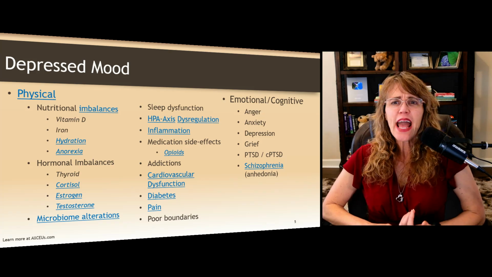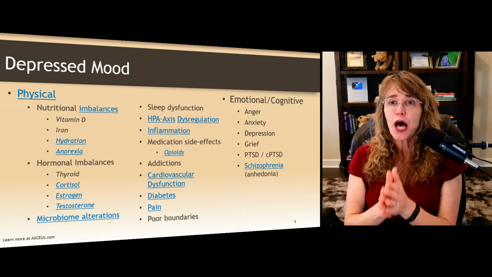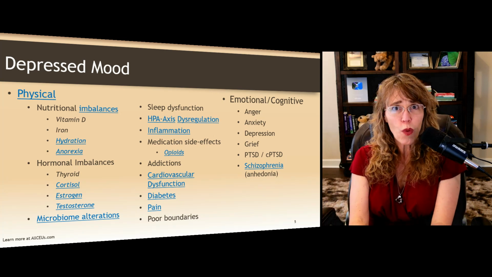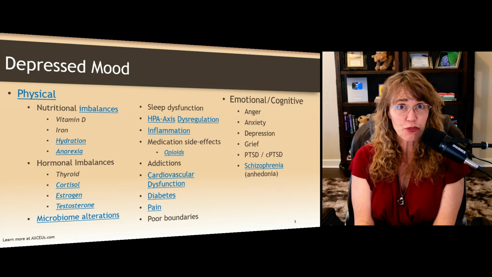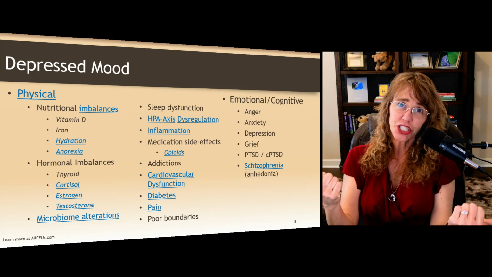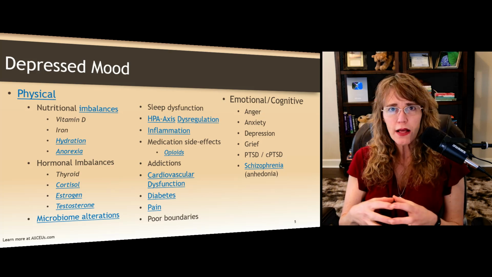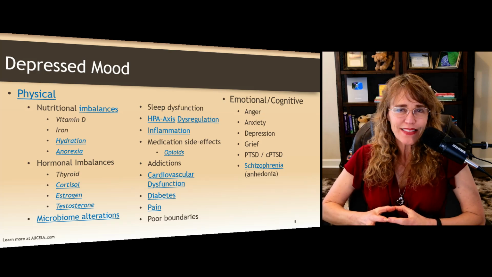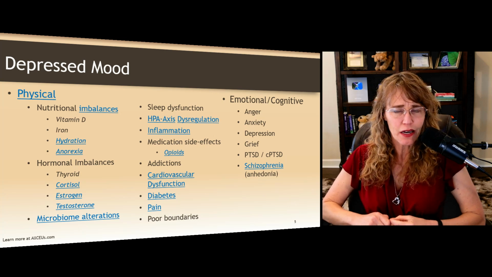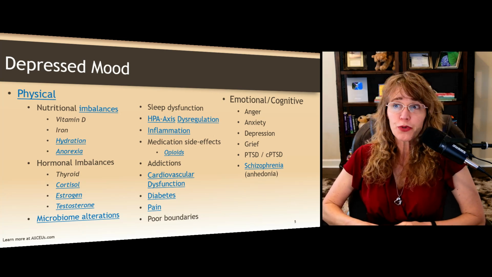HPA axis dysregulation. I already talked about the flat to the furious. That is so important because when your HPA axis gets dysregulated, it throws off the HPT, the thyroid axis, and the HPG, the gonadal axis. And without those things working well, your hormones are going to get out of balance. I didn't even mention oxytocin here, but oxytocin is huge for promotion of mood and pleasurable feelings.